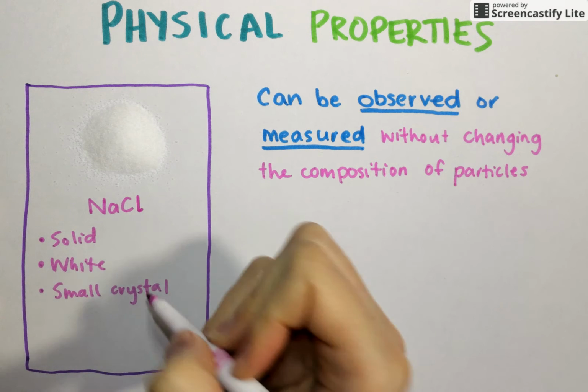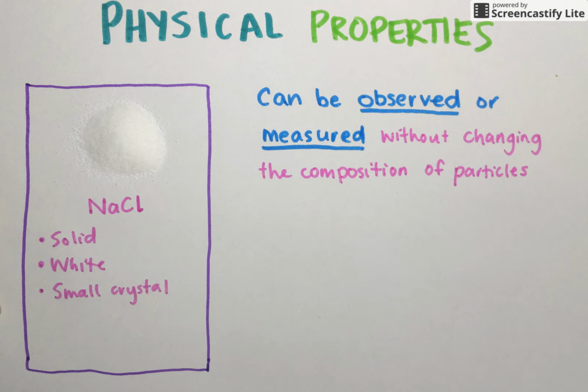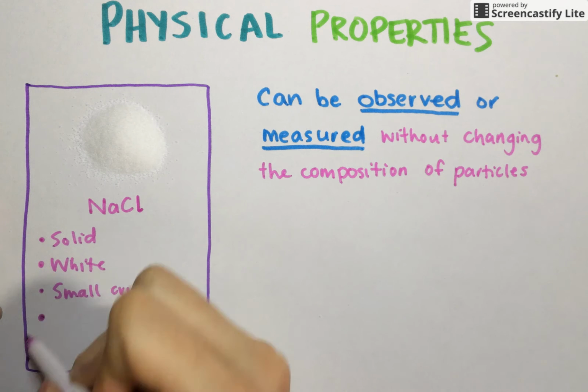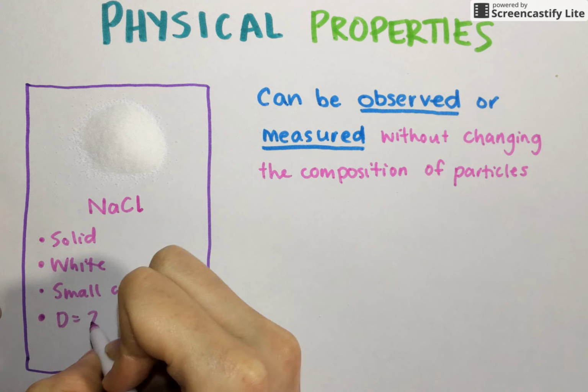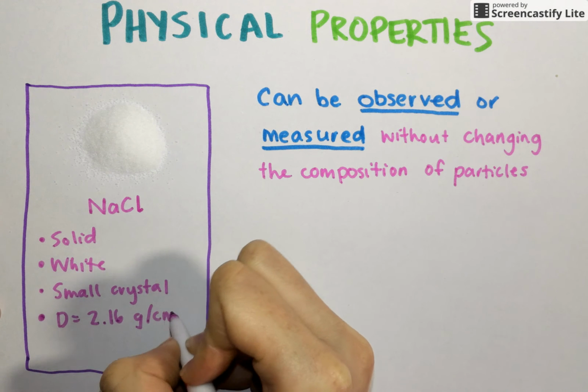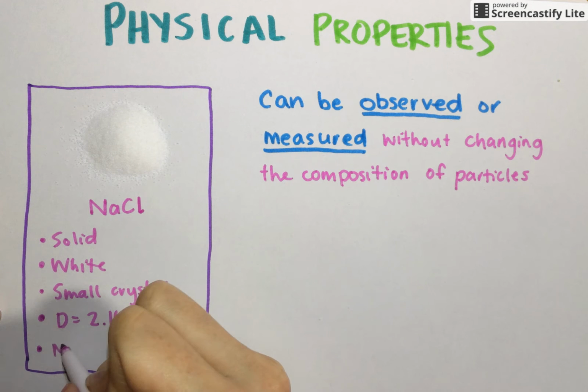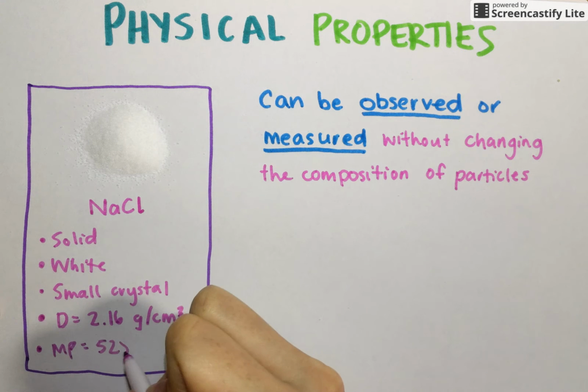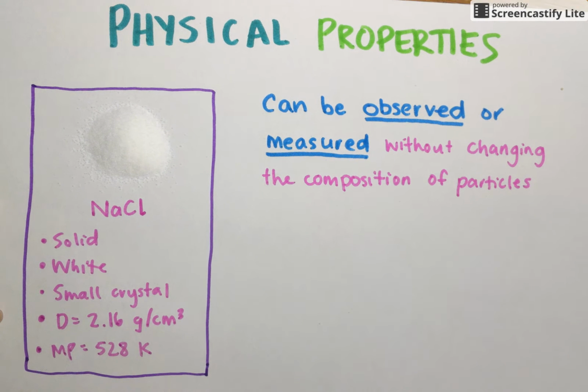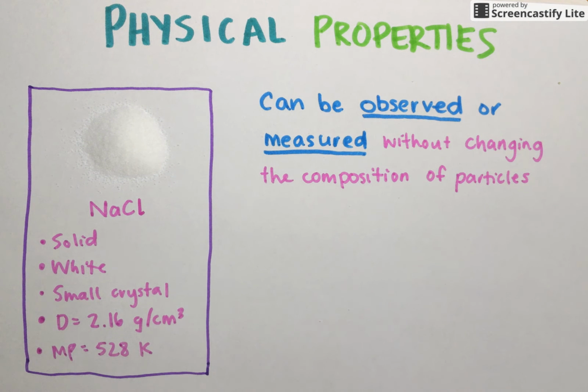And I could get a little more creative and start to notice through some experimentation that the density of this particular solid at this particular temperature is equal to 2.16 grams per cubic centimeter. I could look a little further and see that it has a melting point of 528 Kelvin, or around 800 degrees Celsius. I could go further and say that it boils at 1140 Kelvin, or just over 1400 degrees Celsius. But all of these things can be observed or measured without changing the composition of the particles.